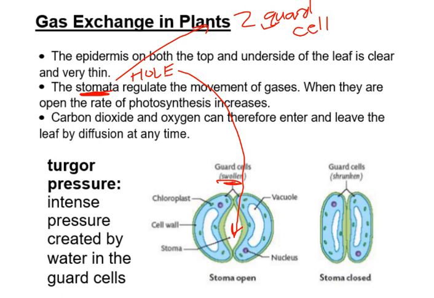Well, what are they going to swell up with? Water. If there is lots of water in these cells, it means the plant has plenty of water, which means these cells open up and they say it's time to eat, and it lets in the carbon dioxide.